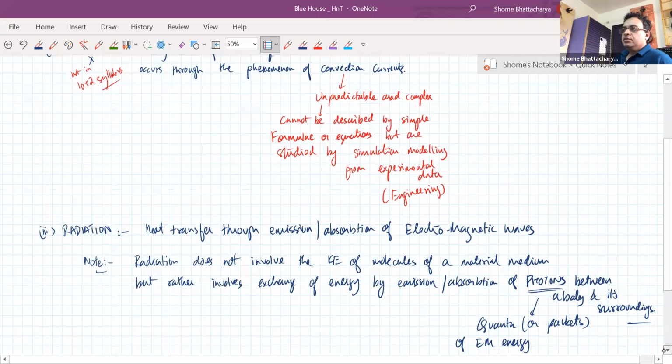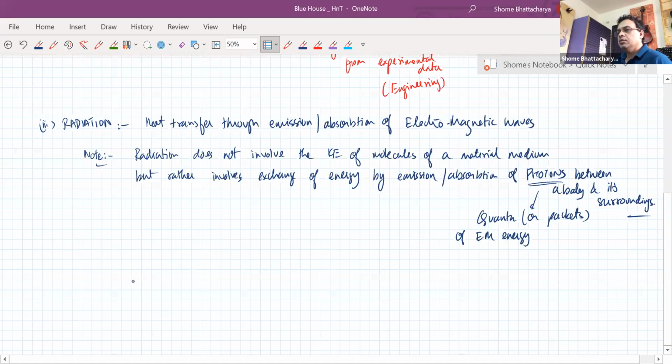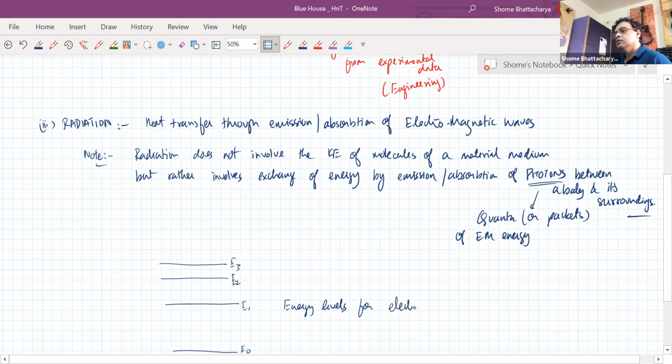As you're already familiar with certain parts of atomic structure, you know that all atoms, and indeed molecules also, consist of energy levels in which the electrons exist. These are the energy levels for electrons in atoms.